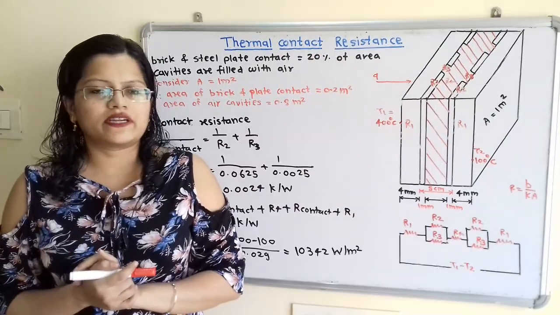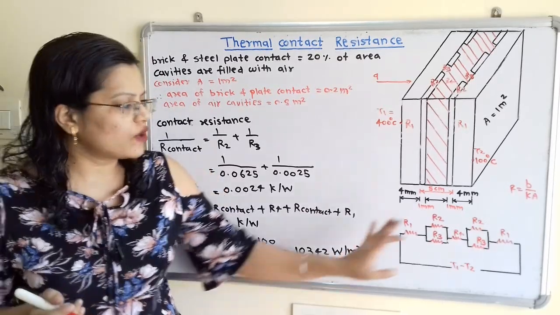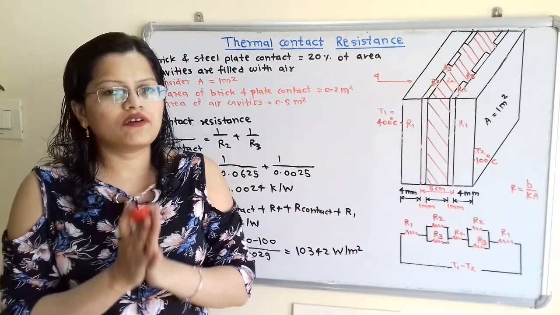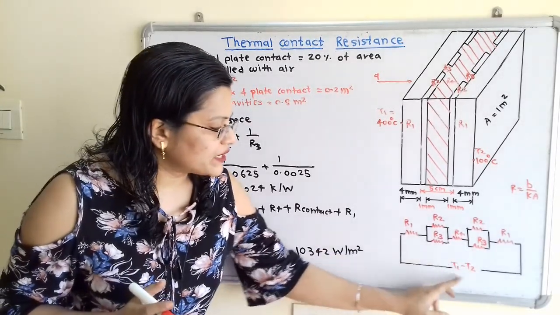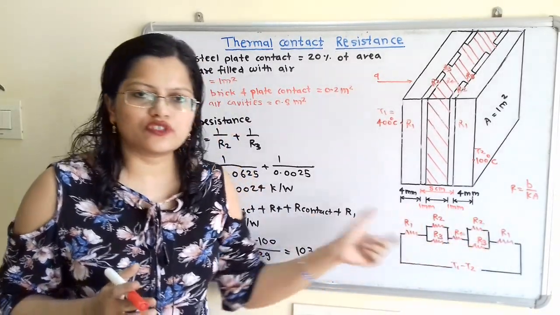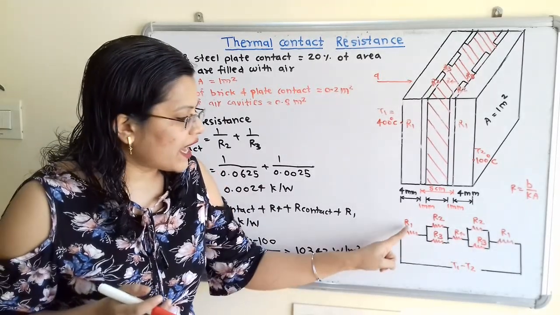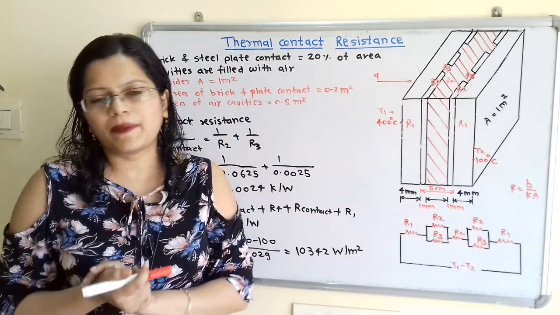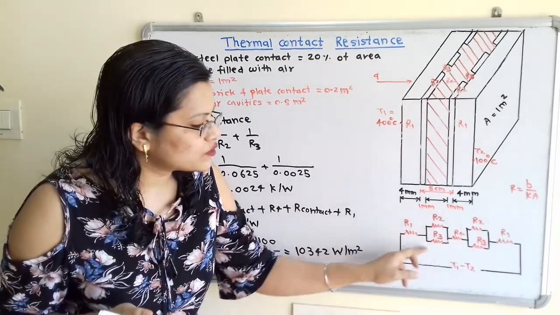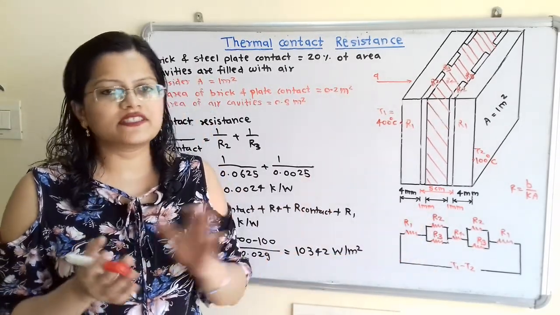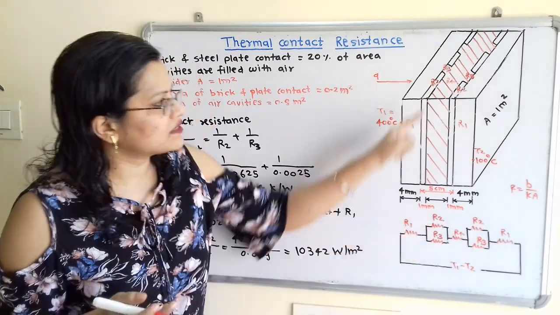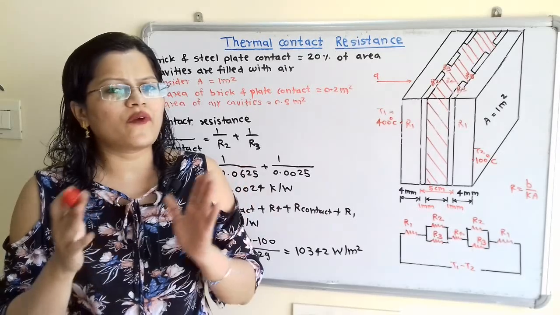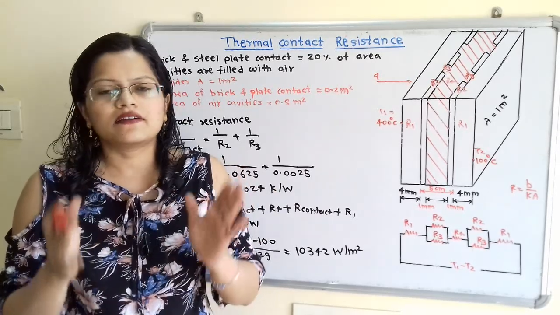Now we will calculate the heat flow. If we observe this electrical analogous circuit, we know that heat flow is equal to the temperature difference divided by the summation of R. So this R1 is there. Now this R2 and R3 are in parallel. So we have to first solve this loop. When it is in parallel, this R2 and R3 are for contact resistance. So we have to find out this parallel resistance.